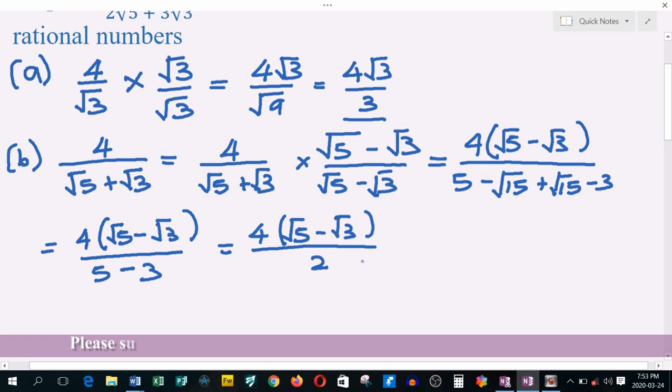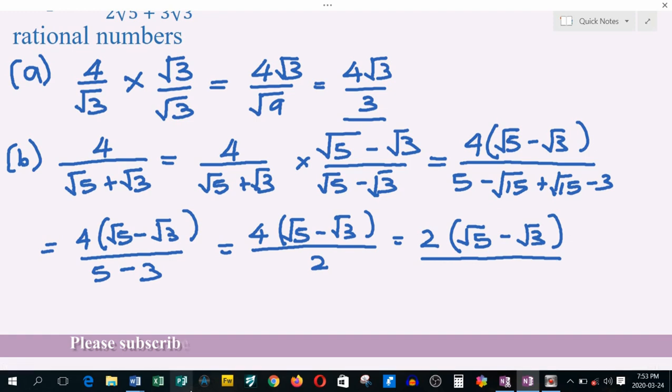So 2 in 4 will give us 2. 2 in 2 will give us 1. That's 2 times root 5 minus root 3. We cannot further simplify this. This is our answer.